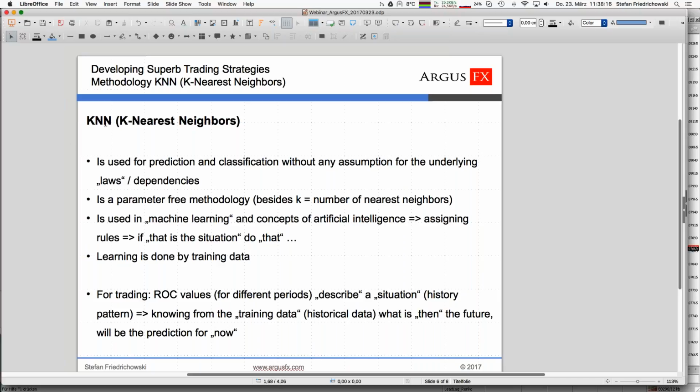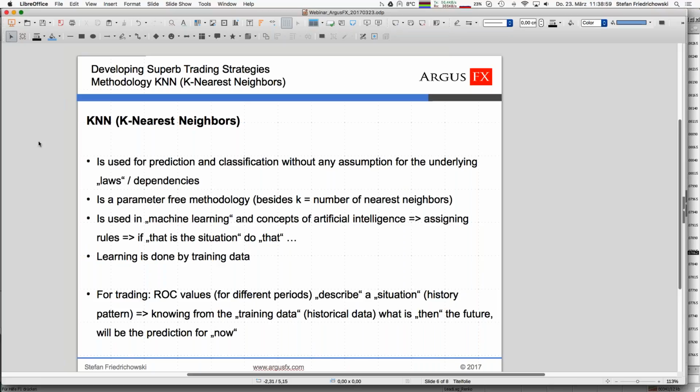The concept of K nearest neighbors tries to predict or to classify without any assumption for underlying laws or dependencies. You will see and understand what I mean here. Laws of dependencies are, for example, a linear relationship between two or more variables, or a parabolic relationship, or whatever. So any kind of function, and if you don't have a clue on those kinds of functions, and in most cases you don't, then the concept of K nearest neighbors is very good.